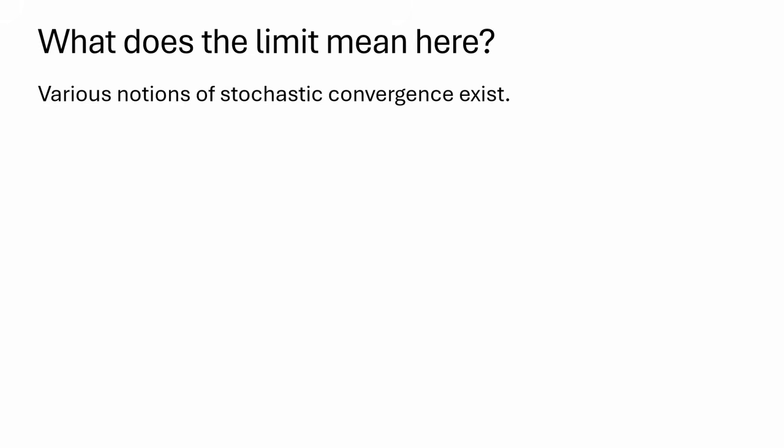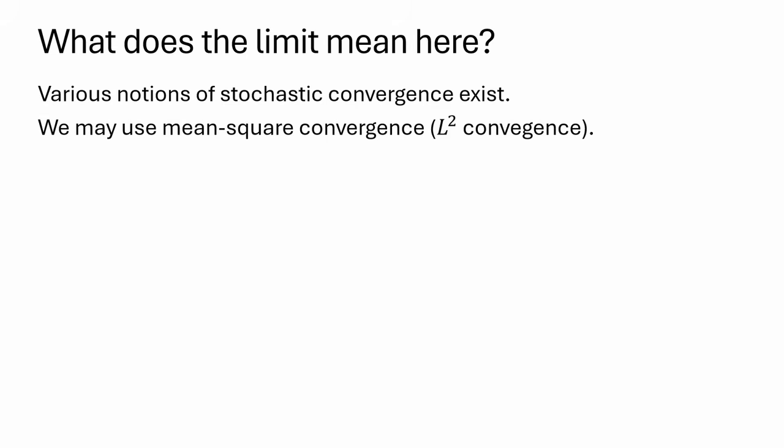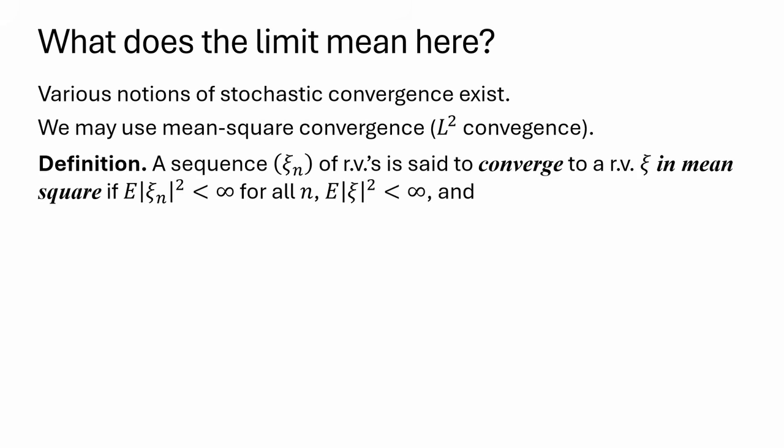There are various notions of stochastic convergence, but here we're using the notion of mean square convergence, also known as L2 convergence. A sequence x_n of random variables is said to converge to another random variable xi in the mean square sense if for each n, x_n has finite second moment, also xi has finite second moment, and lastly, the most important condition, the expectation of |x_n minus xi| squared tends to 0.